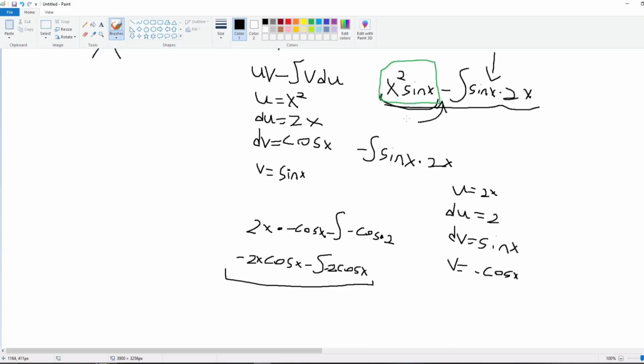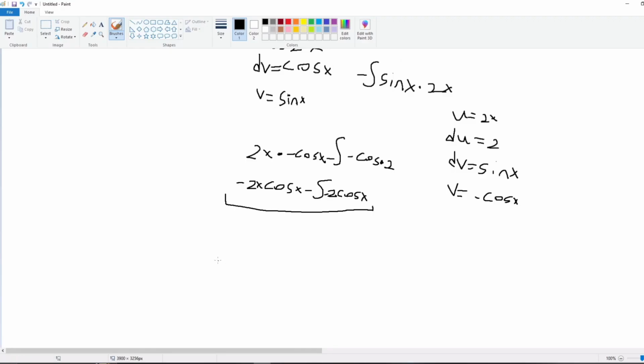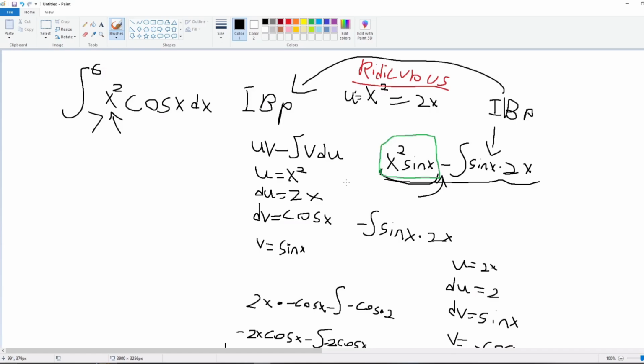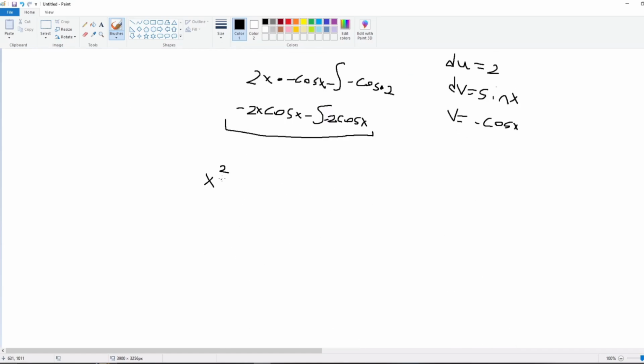Now, when we combine this and this, we're going to get x sine x minus the negative 2x cosine x.